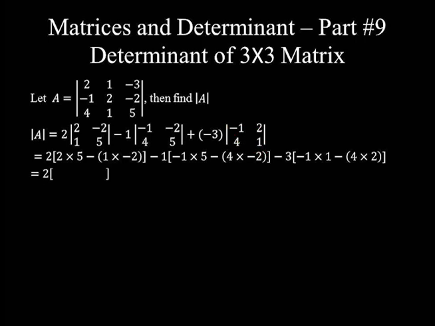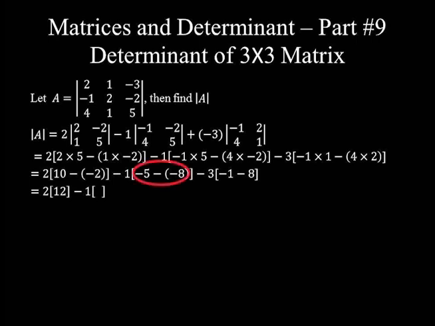which is equal to 2 times (10 minus 1 times negative 2 is negative 2), minus 1 times (negative 1 times 5 is negative 5, minus 4 times negative 2 is negative 8), minus 3 times (negative 1 times 1 is negative 1, minus 4 times 2 is 8), which is again equal to 2 times (10 minus negative 2 means 10 plus 2, which is 12), minus 1 times (negative 5 plus 8, which is positive 3), minus 3 times (negative 1 minus 8 is negative 9).